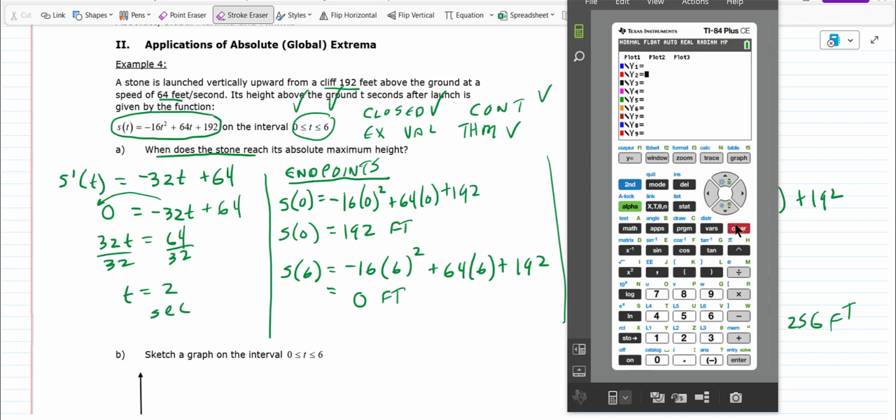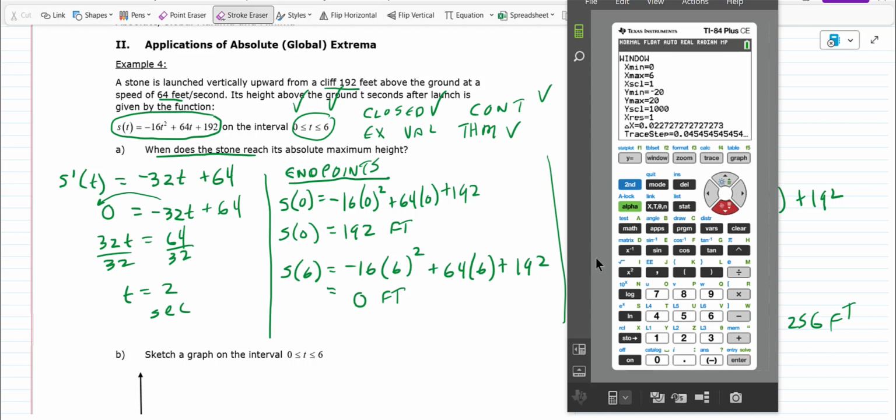Okay, so you'll have to use x instead of t, so put in negative 16 x to the second plus 64x, and then plus 192. And then we have to set up the window. Sometimes this is the hardest part of the problem. What's my x window? 0 to 6, because that's what I told you, right? We only care about 0 to 6 seconds. A good way to scale that would be by 1.